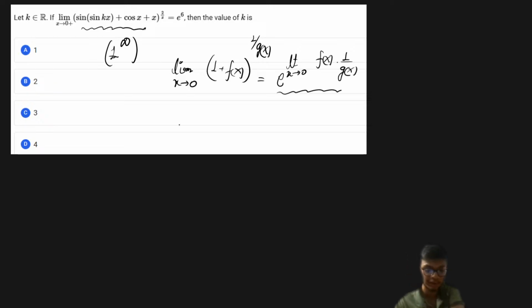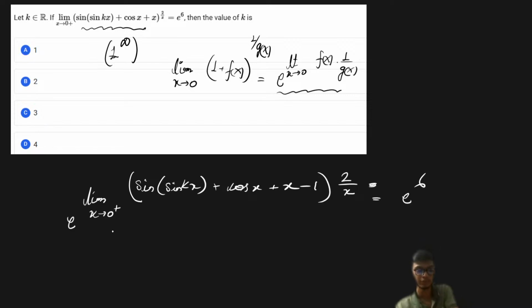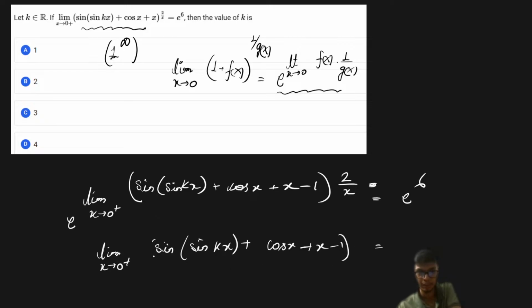So if you apply this same result here, the result is e to the power limit x tending towards 0 plus of (sine of kx plus cos of x plus x minus 1) whole into 2 upon x, which is equal to e to the power 6. Therefore, limit x tending towards 0 plus of (sine kx plus cos x plus x minus 1) whole multiplied with 2 by x should be equal to 6.